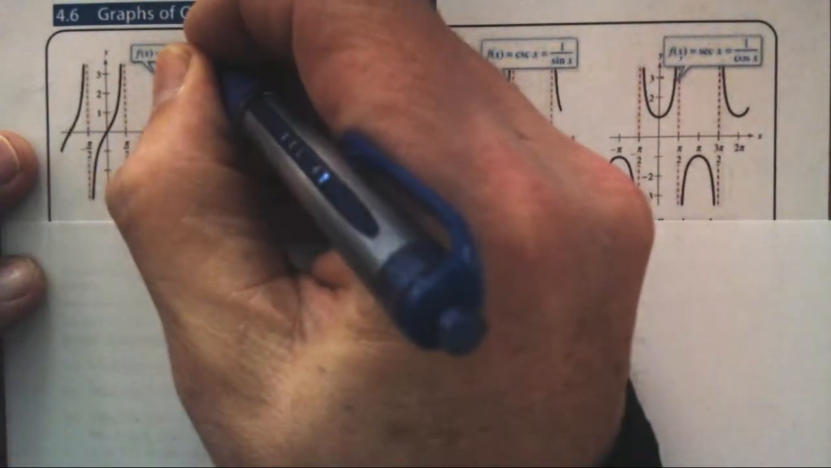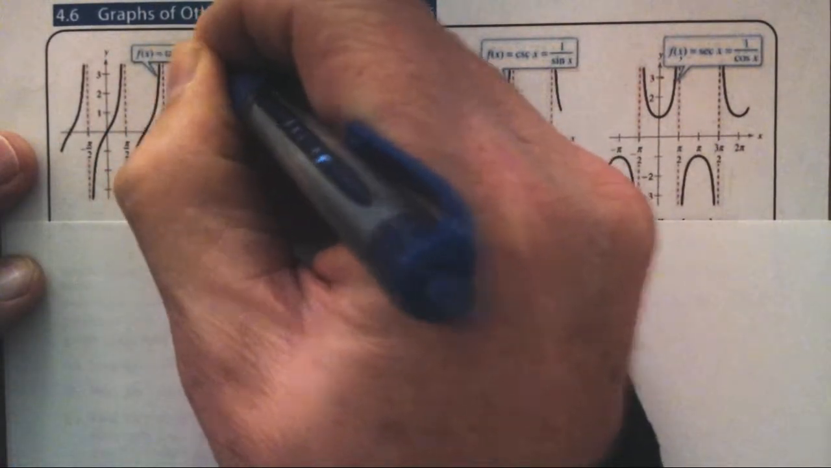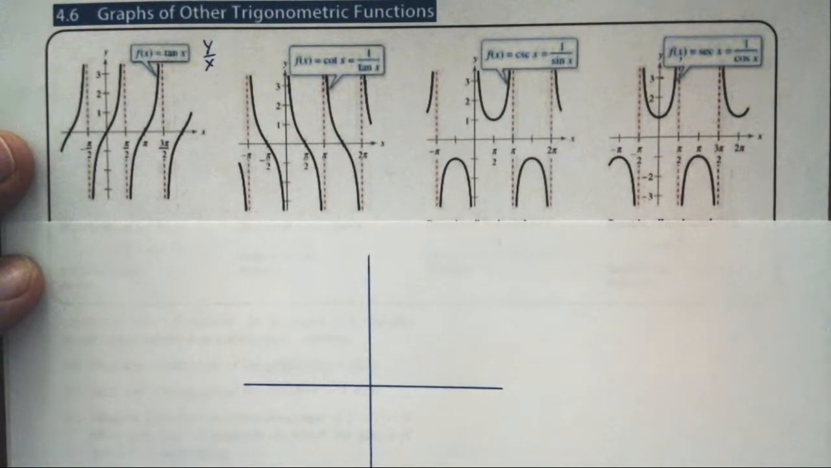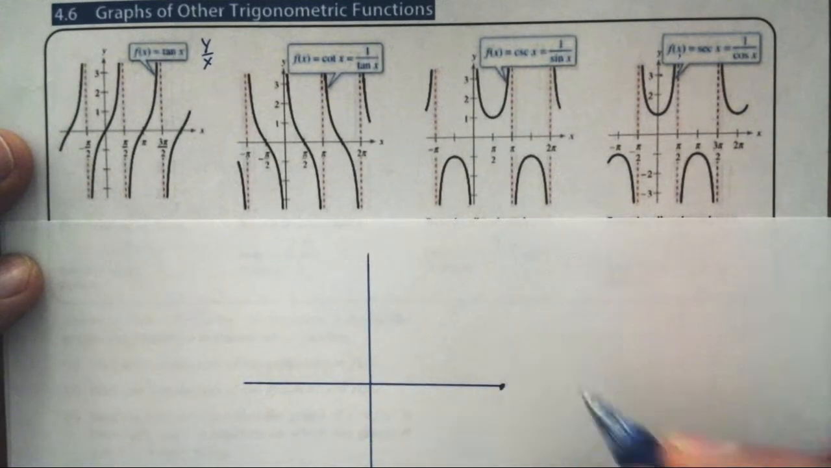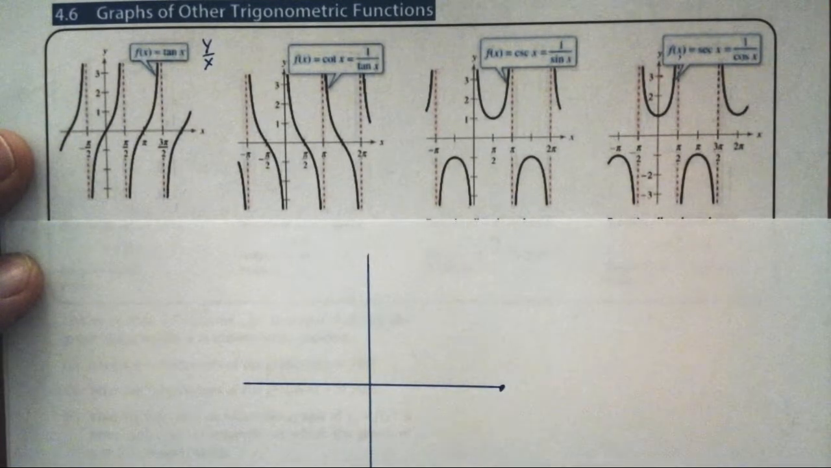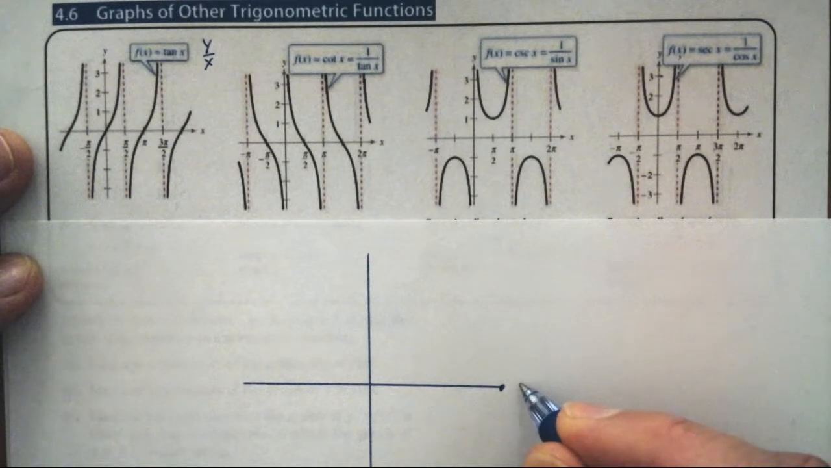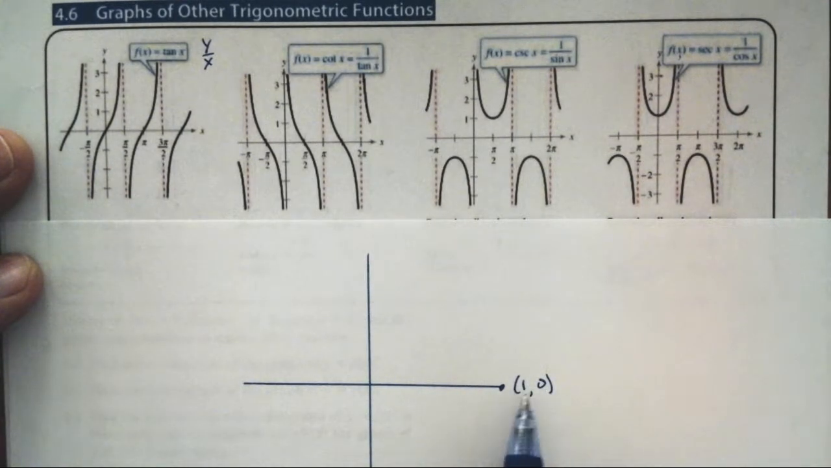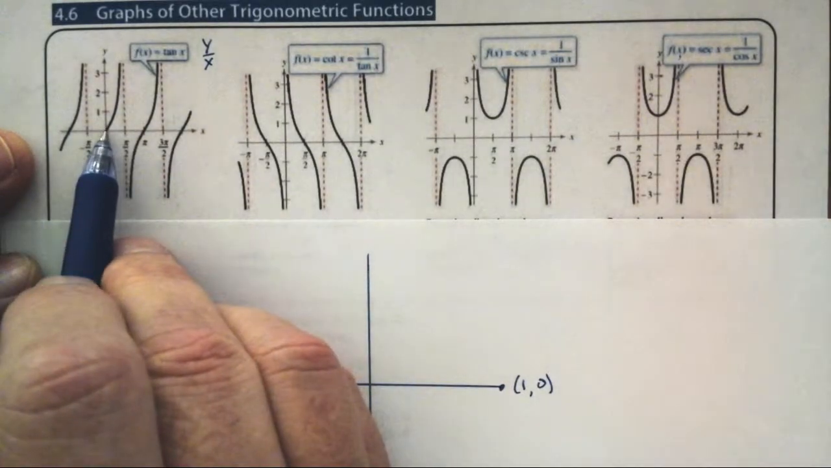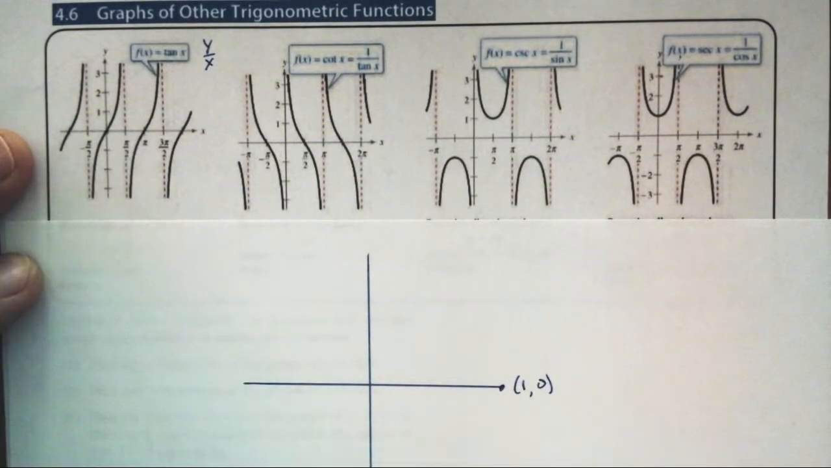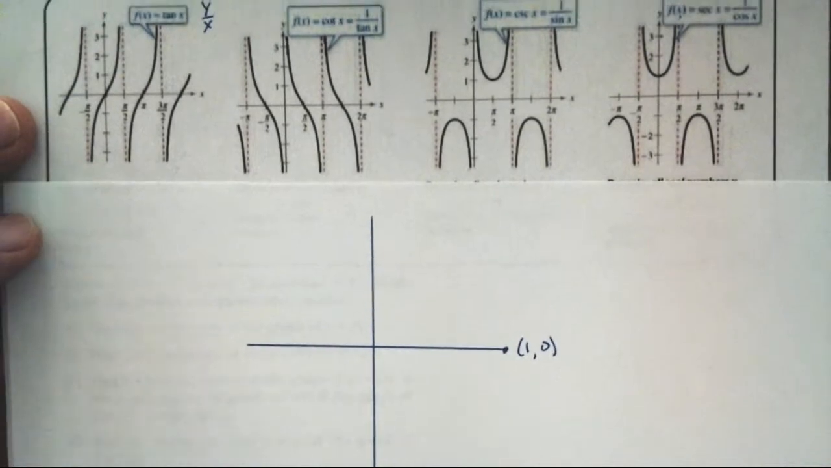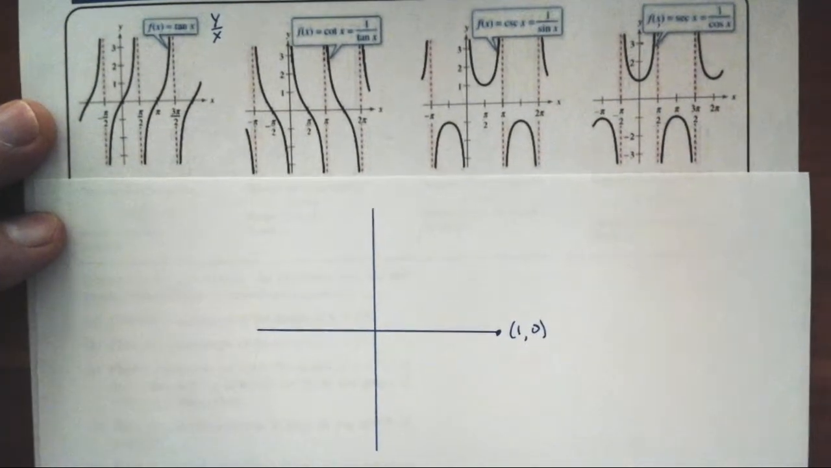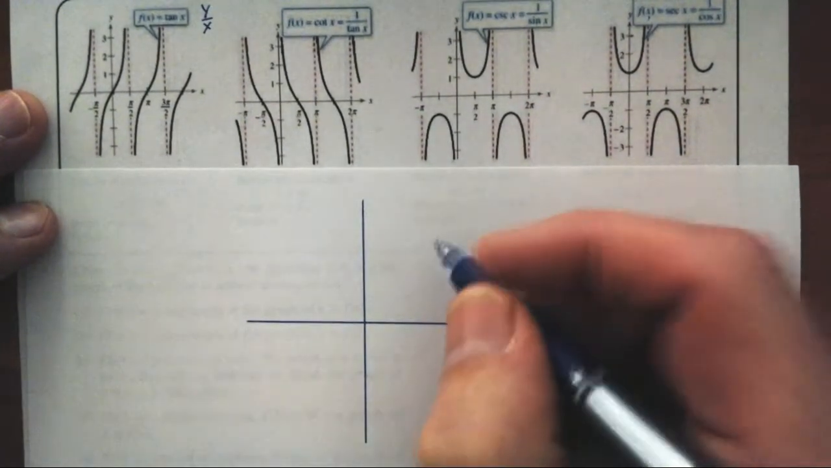Tangent, we know that tangent is the ratio of y to x. If we go back and visit our unit circle, at this point right here, 0 degree rotation or 0 radian rotation, we have the point (1, 0). So y on x, 0 on 1, is 0.